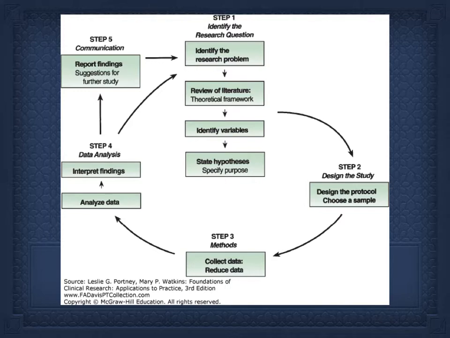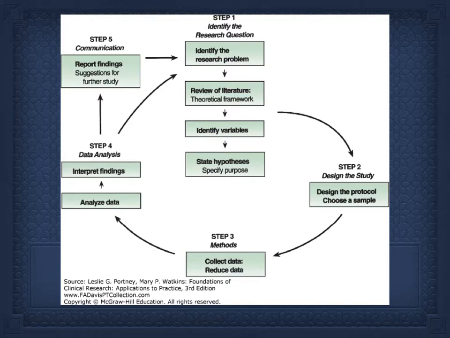So step 1 is identify the research question. We identify the problem. What's the problem that we're interested in? From there, we want to do a literature review, which again, hopefully at this point you know how to do, to develop our theoretical framework of what we're researching. We identify the variables and we state our hypothesis and our purpose. And we're going to spend a lot of time in this step in our class.